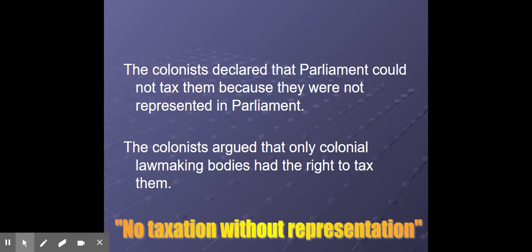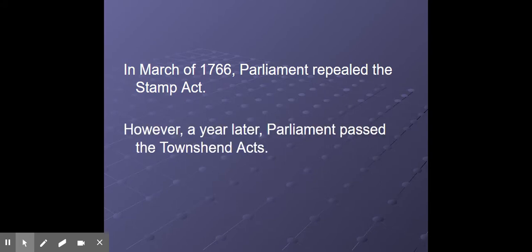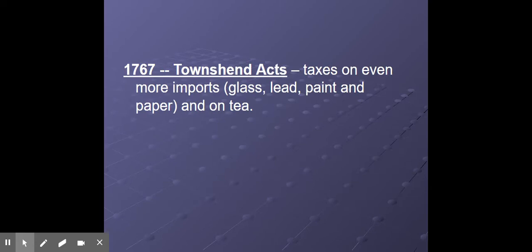Now, in 1766, Parliament does repeal the Stamp Act, and we have a minor victory. So that tax on every paper good gets repealed, and we think, okay, things are going to improve here. But the following year, Parliament comes right back with a new tax, the Townshend Act, or the Townshend Acts, plural. This was passed in 1767.